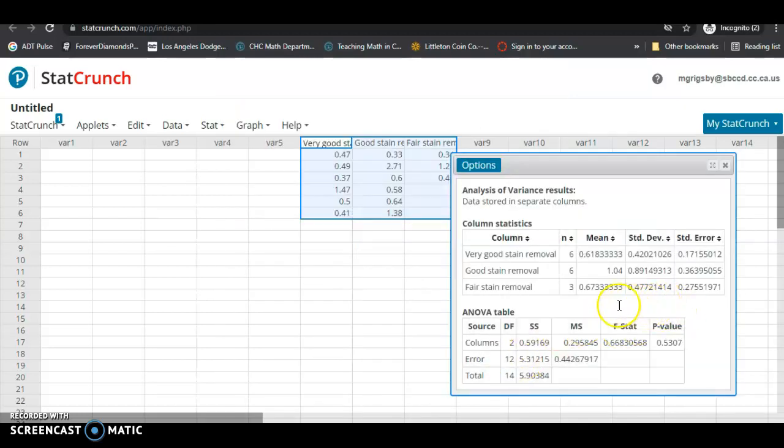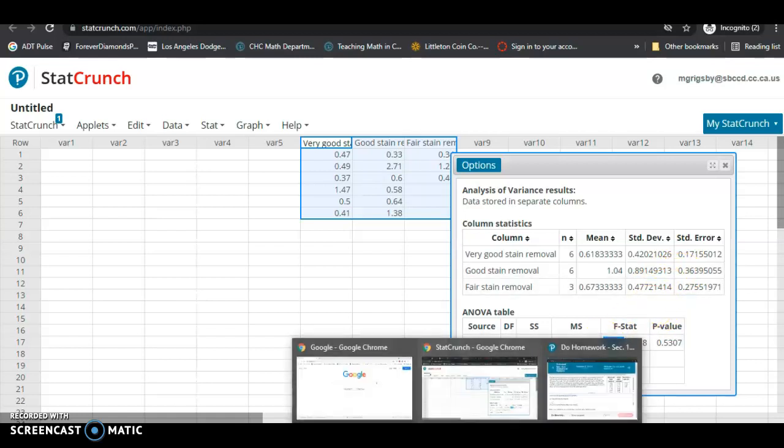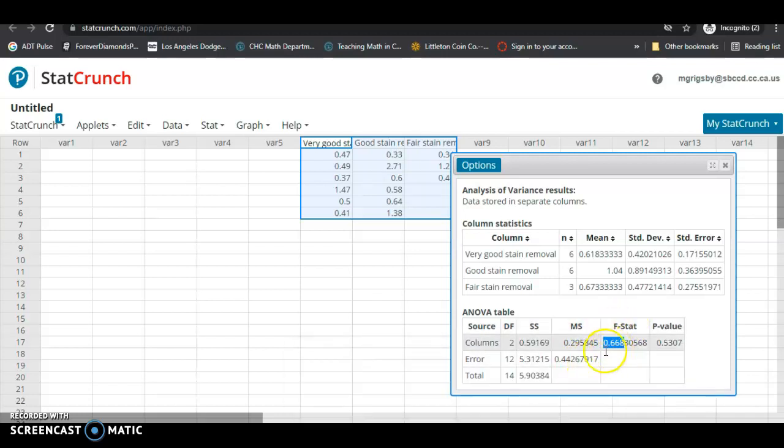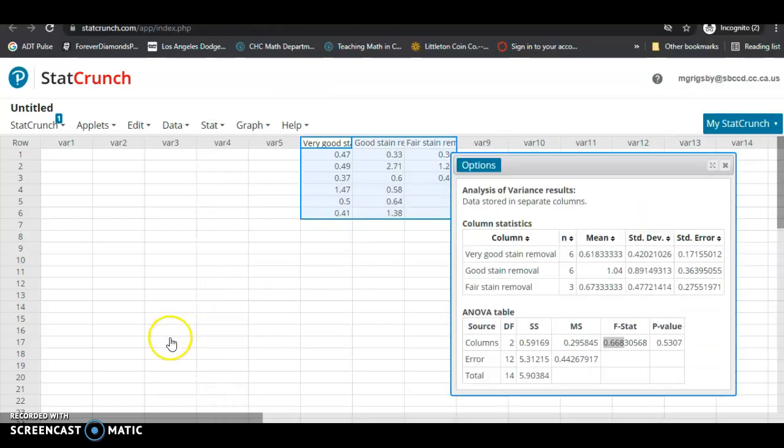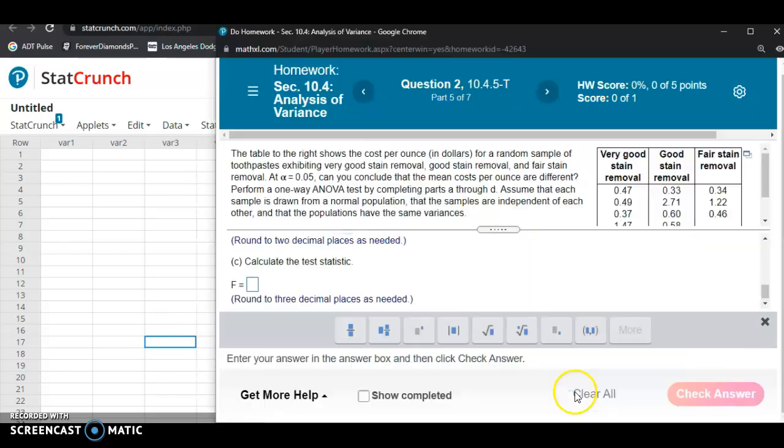Okay, so it gives you a summary of your data. So the number in each sample, the sample means, the sample standard deviations, and so on. Okay, so what we're looking for is that test statistic. It's underneath the F stat. And it says it wants it to 3 decimal places, so to 3 decimal places, it's 0.668.